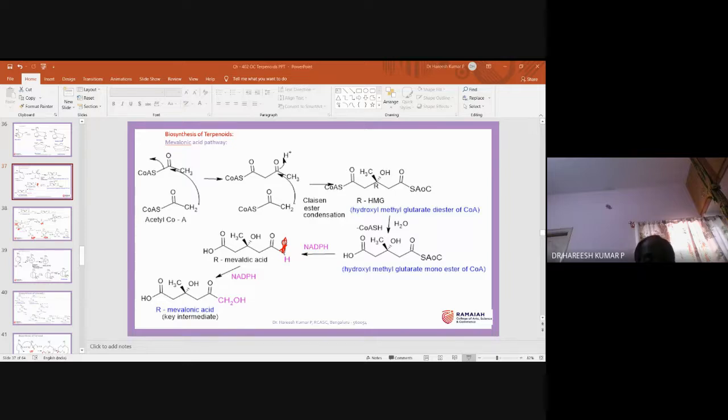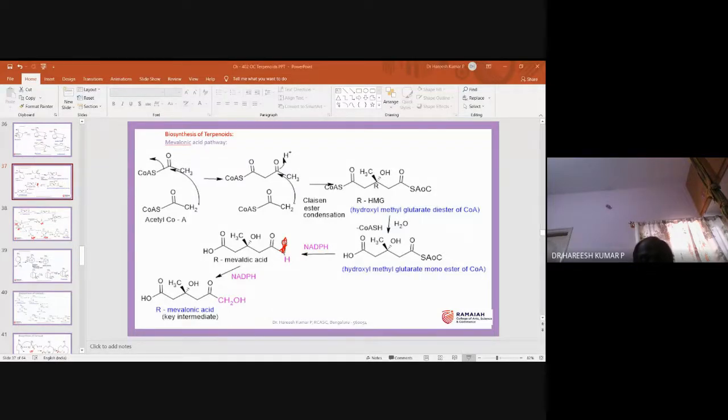I think this Wagner-Meerwein rearrangement we have discussed in our earlier camphor synthesis, in the commercial method of synthesis of camphor. So you know that this is a thermodynamic cation. So this can be converted into a kinetically favored cation. That means a four-membered ring gets converted into a five-membered ring. So that is what is obtained over here.